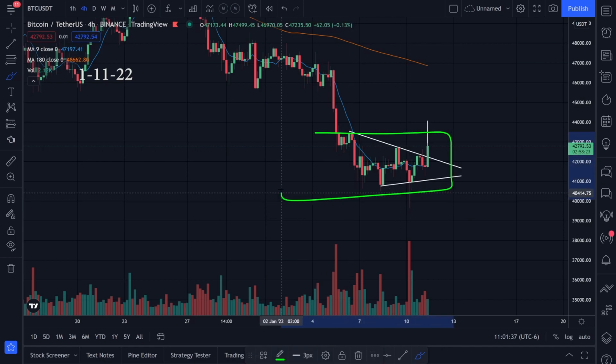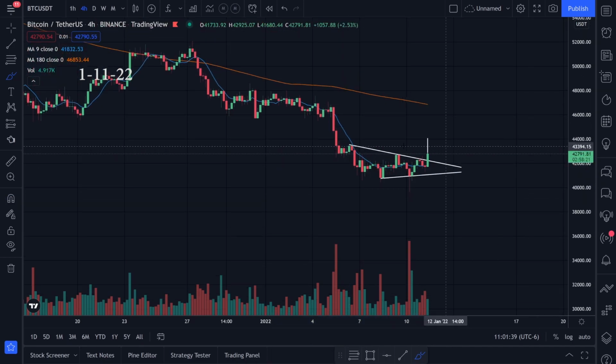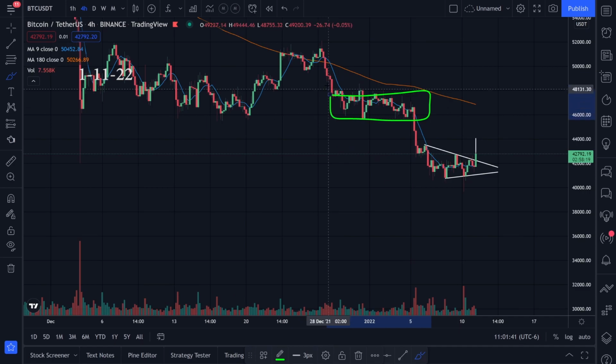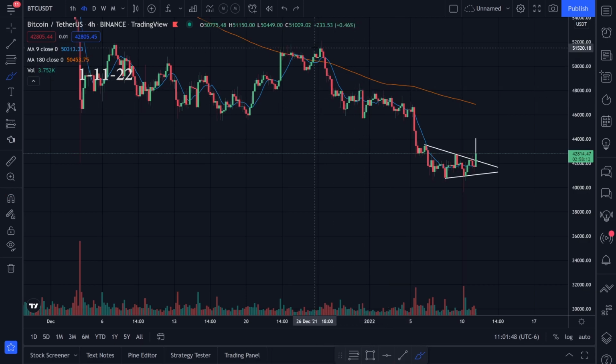Generally, if we could break out of this little trading zone, then maybe we can look at this little zone right here, or maybe this one up here. This one, at the top of this one, is sitting around 47,949. The top of this one is sitting around 51,483.